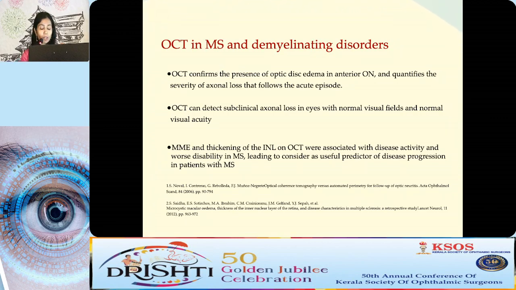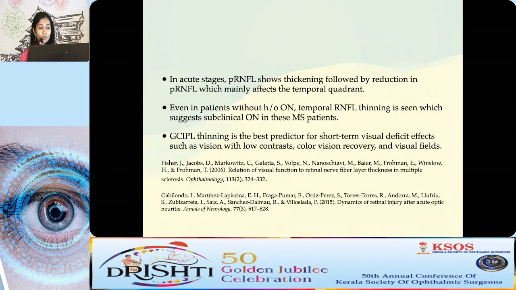And also it's been found in studies that macular edema and thickening of the inner nuclear layer on OCT were associated with disease activity and worse disability in multiple sclerosis. And also the ganglion cell loss is a predictor of short-term visual field improvement, like color vision or contrast, which usually happens later in the course of the disease.